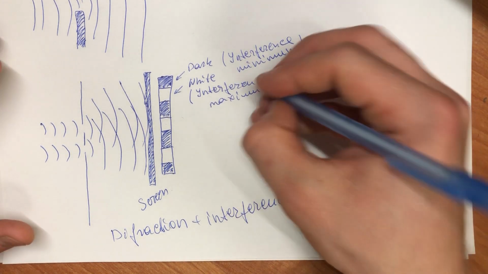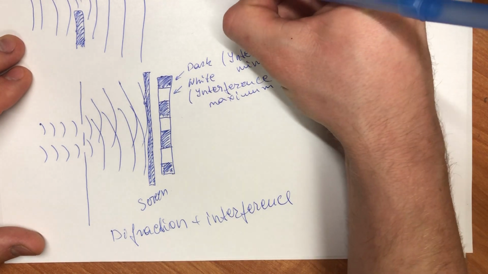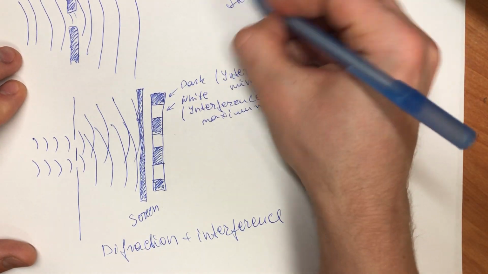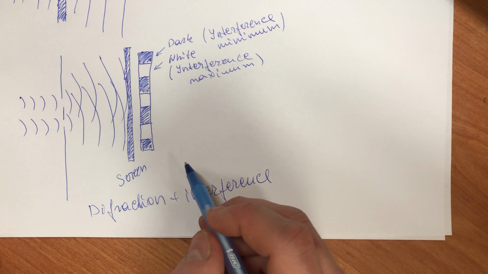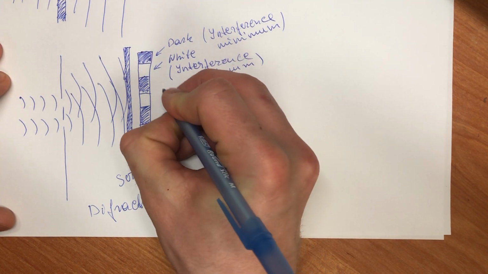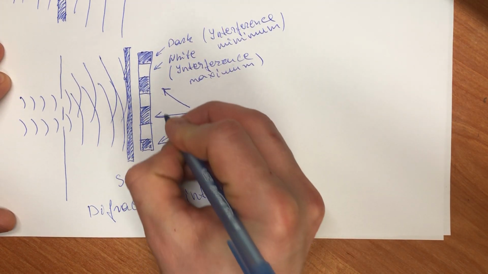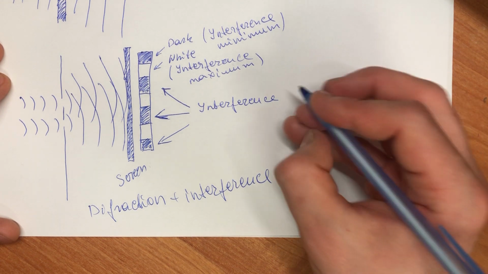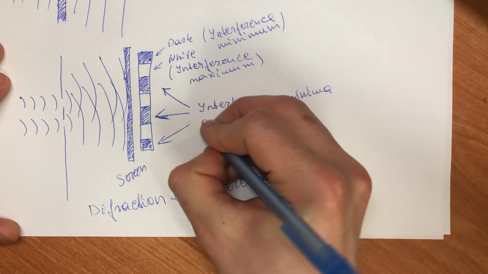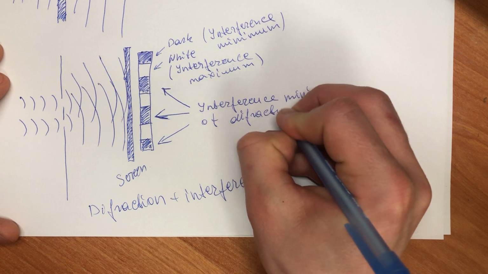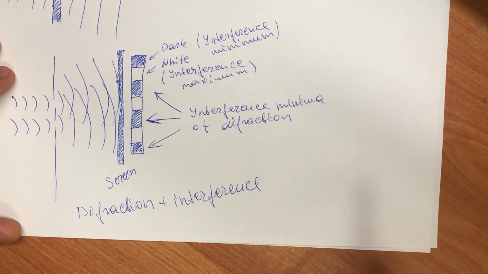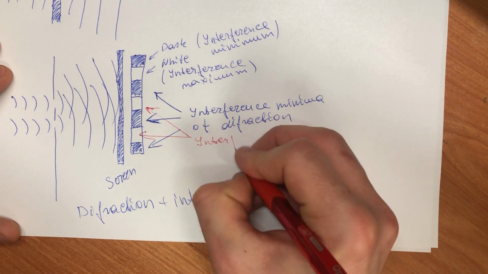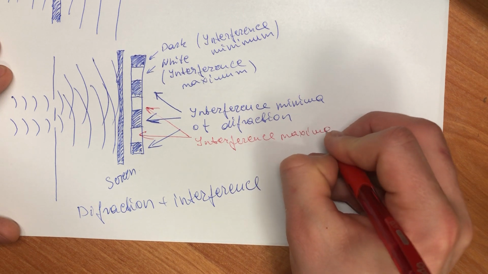So it means that we have interference. We can write here that we have, here we have interference minima of diffraction, and here we have interference maxima of diffraction.